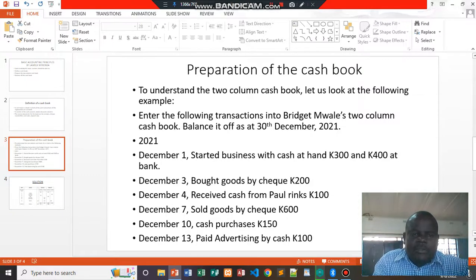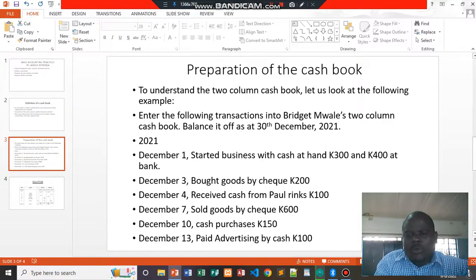Then on 4th December, the business received cash from Porings amounting to 100 kwacha. So again, in this case, we're supposed to identify the accounts which are involved in this transaction. Now, what are those accounts? The first one, we know that there is Porings who is giving out money to the business, and the business is receiving cash in its cash account. Therefore, because it is receiving, our cash account is supposed to be debited by 100 kwacha.